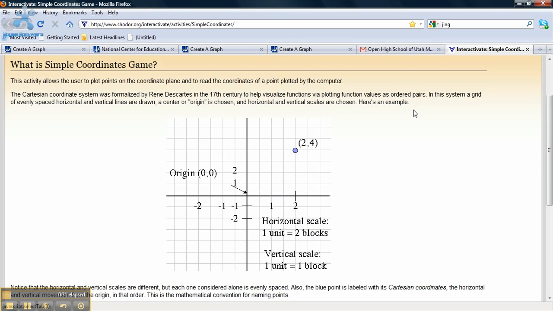So a graph is simply a set of coordinates where we have an x-axis, which is the horizontal line, and we have a y-axis, which is the vertical line. Whenever we plot a point, we need two numbers to plot. We need an x value and a y value, and we write them in ordered pairs. For example, this first number 2 would be the x coordinate, and 4 is the y coordinate.